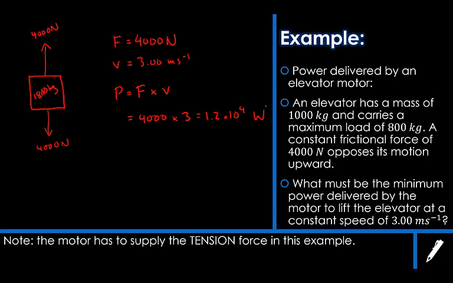Okay, so the motor needs to supply the tension force in this example. So this tension force, and we know that the tension force must be 4,000 newtons because it's moving at a constant speed. So the power delivered by the motor must be 12,000 watts throughout this motion, throughout that 3 meter per second motion.